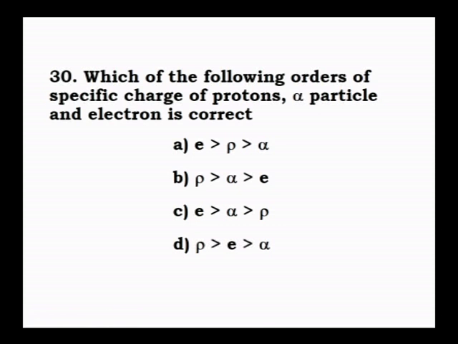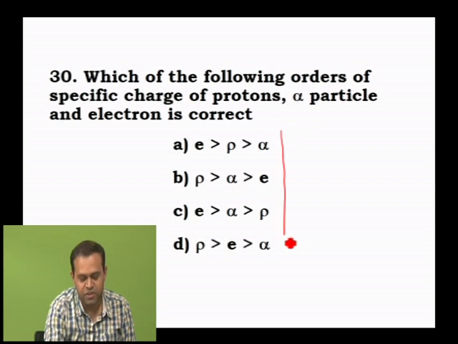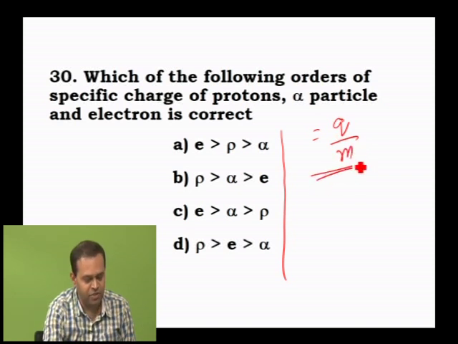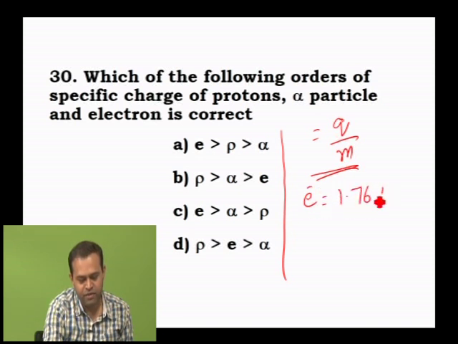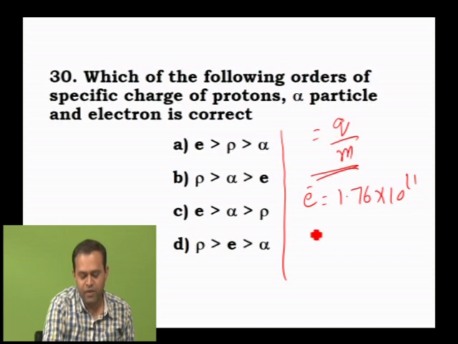Which of the following orders of specific charge of proton, alpha particle and electron is correct? First of all, specific charge is the ratio of charge divided by mass. The ratio of charge by mass is called specific charge. If we calculate specific charge of electron, that value comes out to be 1.76 into 10 to the power of 11. For proton, it will be equal to 9.6 into 10 power 7 coulomb per kg.